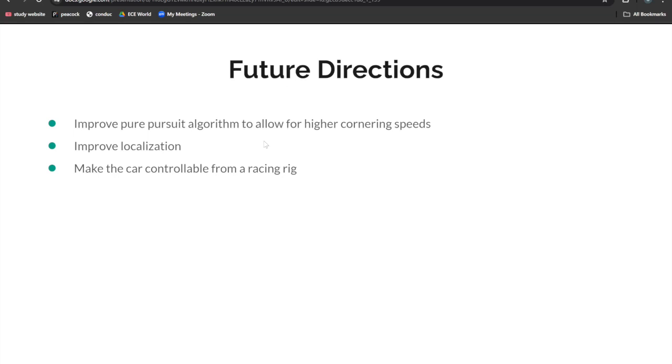Some future directions for the project would be to improve the pure pursuit algorithm to be able to increase cornering speed, improving localization, and then a little idea that we had was that we can control the car manually with the Logitech controller, but if we were able to control it with a sim racing wheel and pedals, that would be really cool as well.